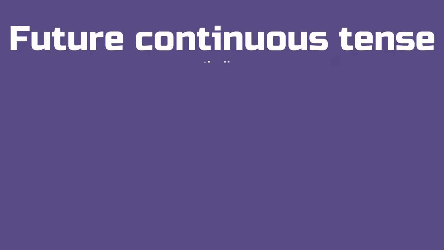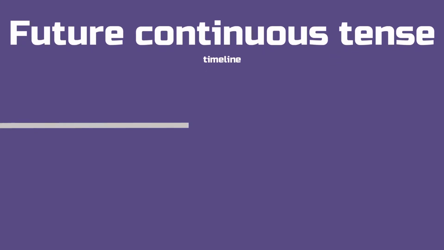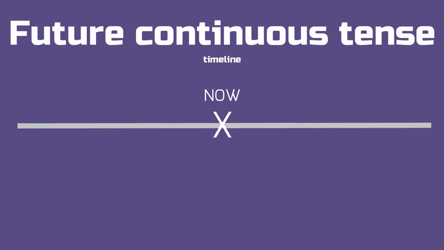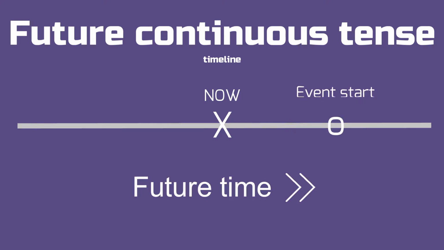Future continuous tense timeline. Let's draw a little line now. And what we will do is we will put an X in the middle of that line. That represents now, the moment of speaking. The circle represents the event start time, or the event start. So we are referring to when the event starts with the future continuous.